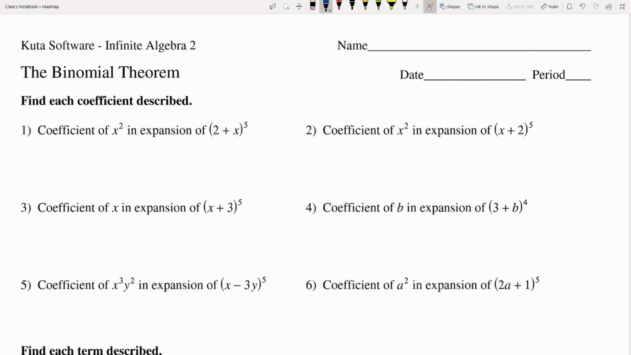In this video, we're going to complete the Kuta Software Infinite Algebra 2 free worksheet, the Binomial Theorem. Before we jump into this worksheet, let's go over what the binomial theorem is.